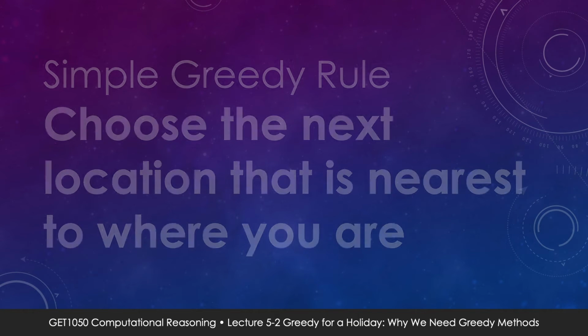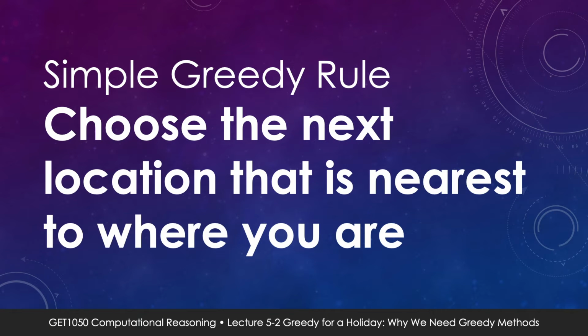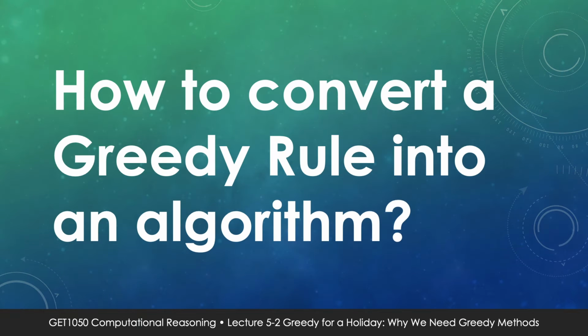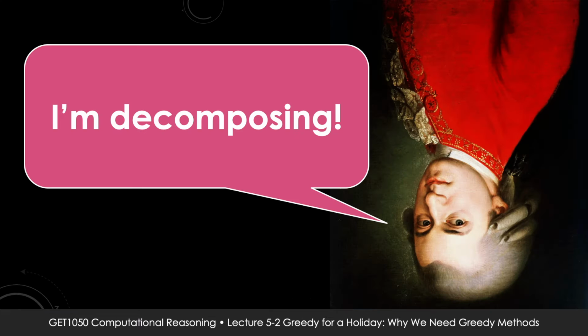Now, let's return to the greedy rule that we were using. The rule was to go to the next location that's nearest to you. Here's the big question. How then do we convert this into an algorithm? Let's begin this conversion process by reviewing what we did so that we can come up with our algorithm. Again, we need to apply decomposition to outline the different parts of the process.